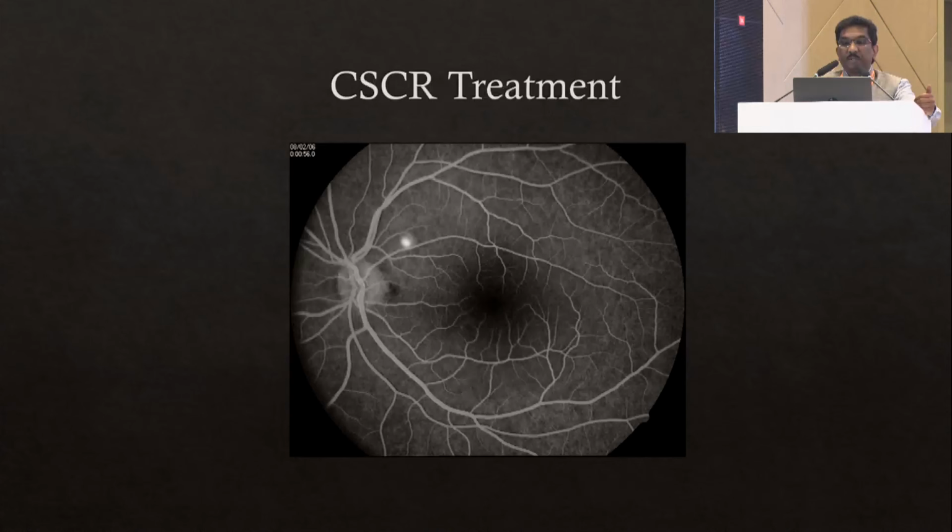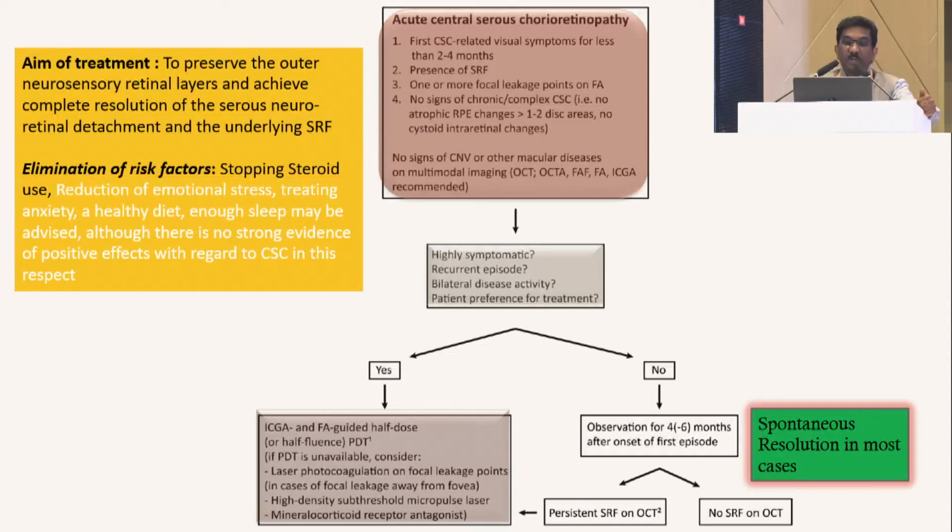Coming to the treatment, whenever you see a patient of acute CSR, most commonly what we do is conservative management and look whether the patient is highly symptomatic, or it is a recurrent episode, or a bilateral disease activity. If it is highly symptomatic or recurrent, then one may consider active treatment, that is laser. Most important before you consider this treatment is to eliminate the risk factors, reduce emotional stress, and treat the anxiety, because most of our patients would resolve spontaneously.